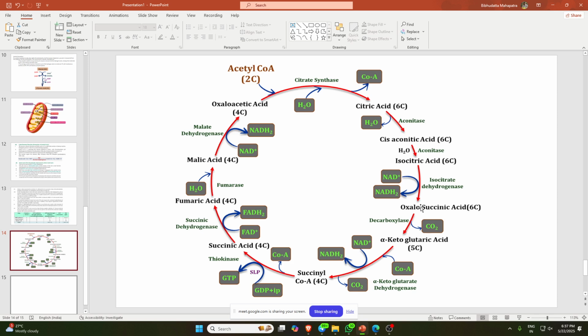Now this oxalosuccinate will undergo oxidative decarboxylation again. This oxalosuccinic acid, carbon dioxide will be released again and oxidation is happening. This is alpha ketoglutaric acid. Now this alpha ketoglutaric acid again goes through oxidative decarboxylation.